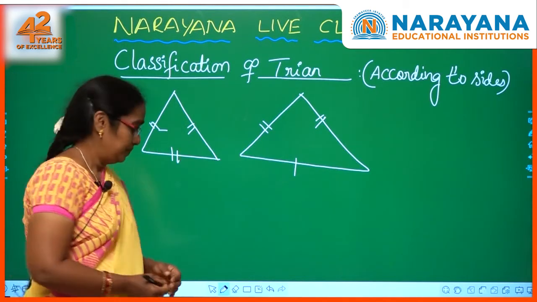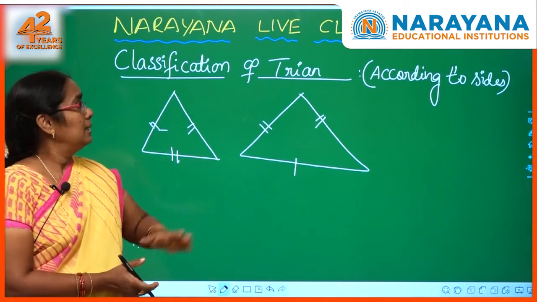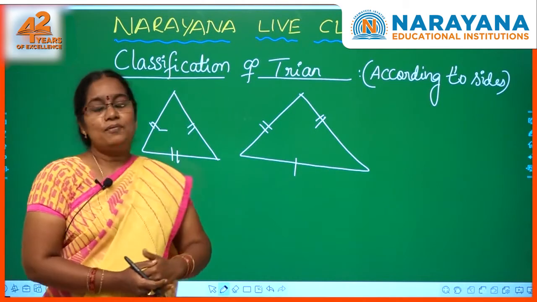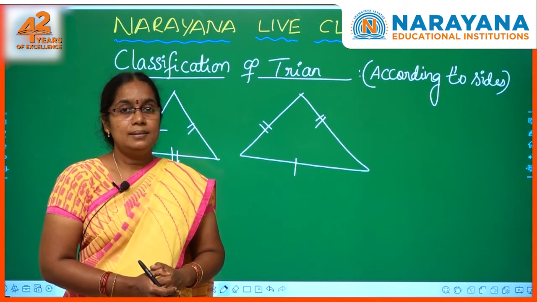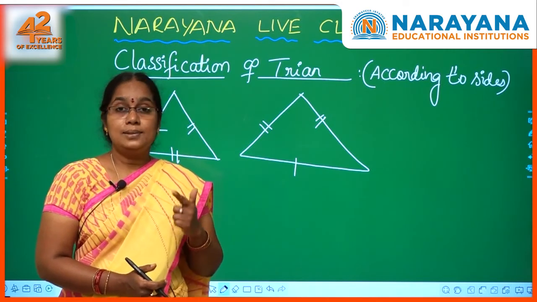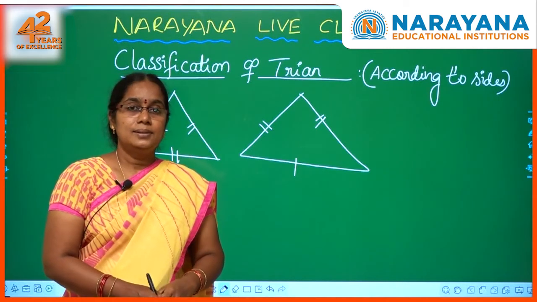So children, in today's class we have discussed classification of triangles according to sides. Those are equilateral triangle, isosceles triangle, scalene triangle. Okay? So that's all for today.